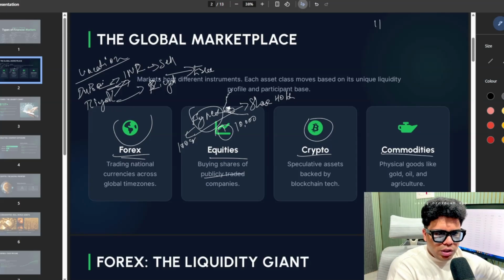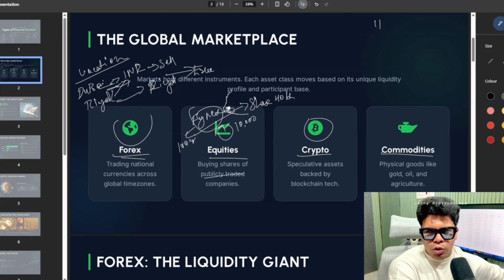The next one is commodities, the physical goods that we get from the earth, of which there are three types. We're going to understand that. Examples are gold, oil, silver, copper, rice, coffee, and agricultural things.